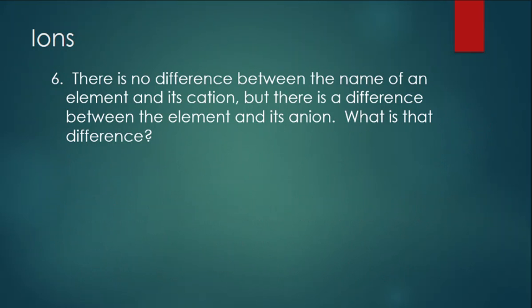So there is no difference between the name of the element and its cation. So if sodium loses an electron, it's just going to be called sodium. But we do change the name of the anion. What we do is we add an IDE ending. We kind of cut out the way it normally ends and we add IDE.